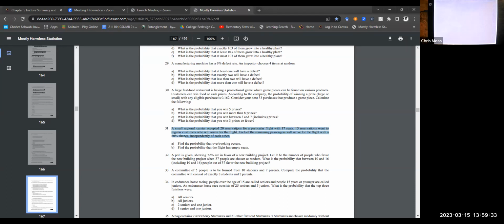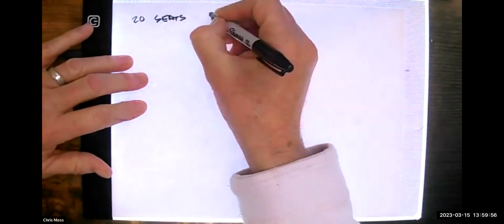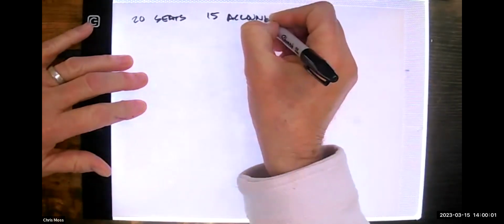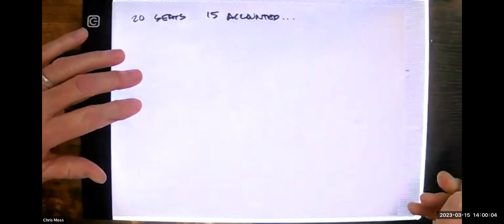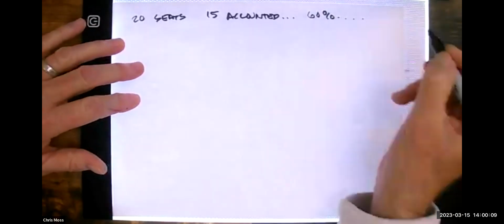All right. By the way, the handout I had planned for class incorporated this problem. That's what we were going to do on Tuesday, or an example of this. So let me go ahead and stop my sharing and summarize what it is we're looking at. So 20 seats, 15 accounted for, and there's a 60% chance the remaining people show up.